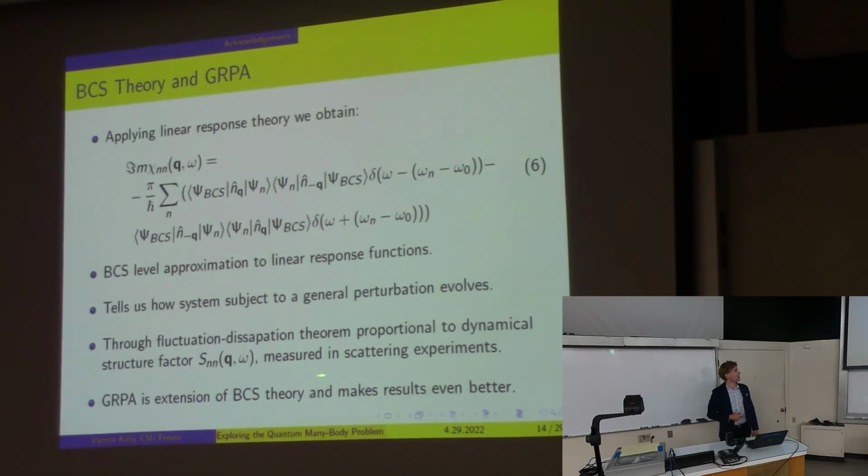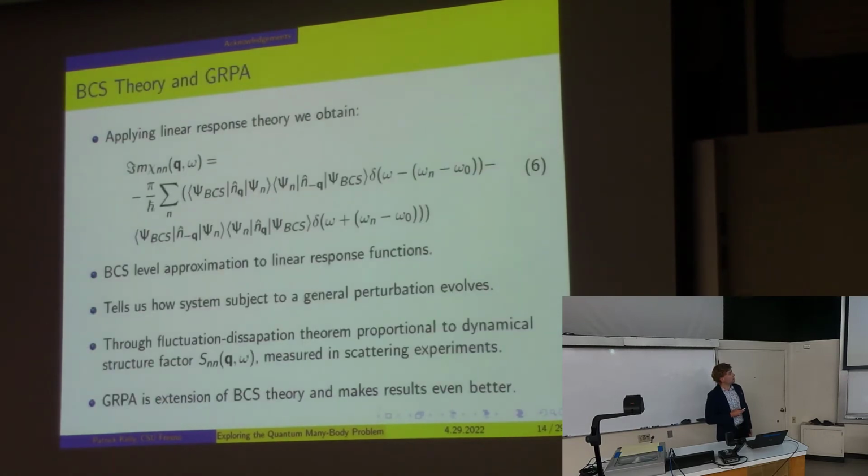It's a really important idea in statistical mechanics. And you can show that this is proportional to what we want, which is the dynamical structure factor, which is directly accessible in experiments. It's proportional to the double differential cross-section, which is what they actually measure in scattering experiments.